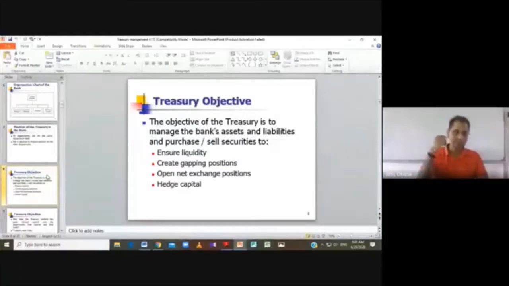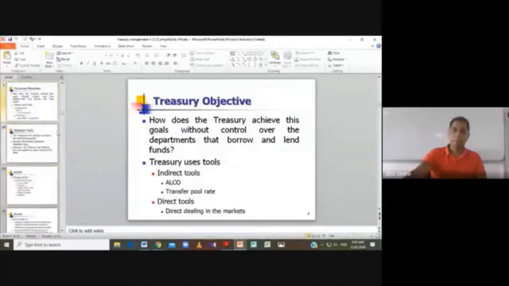So, just going back to what we discussed last week: objectives of the Treasury, liquidity, gapping, netting. The objective of the Treasury is to manage the bank's assets and liabilities. And how it does it is what we discussed last week: liquidity, gapping positions, net exchange rate, and capital hedging. Remember, this is only talking about the Treasury part of it, which is the funding part. It's not talking about the global markets part of it. We'll come to that later.